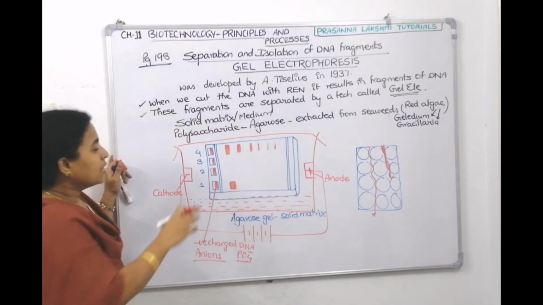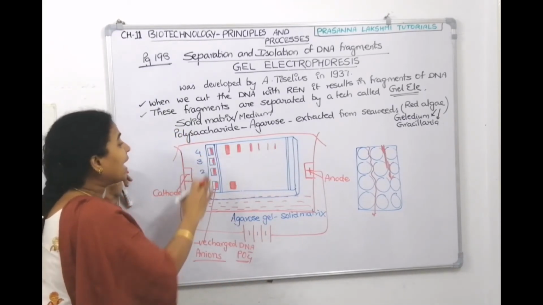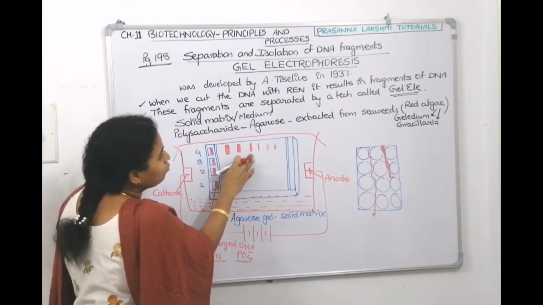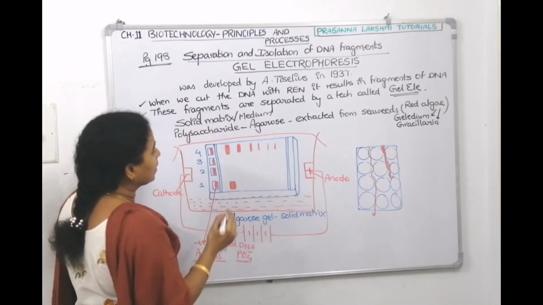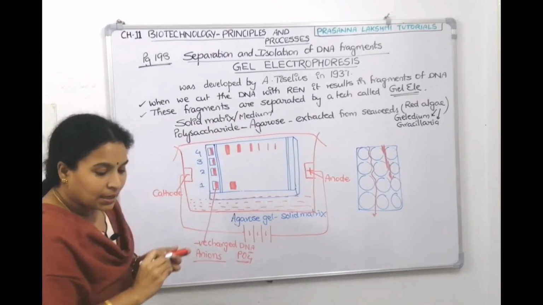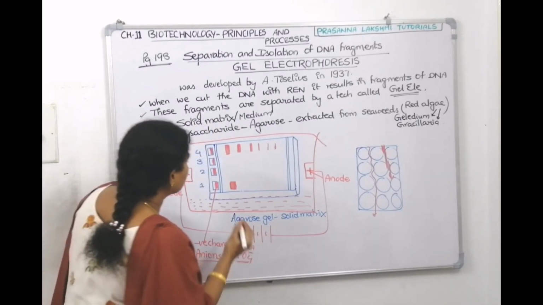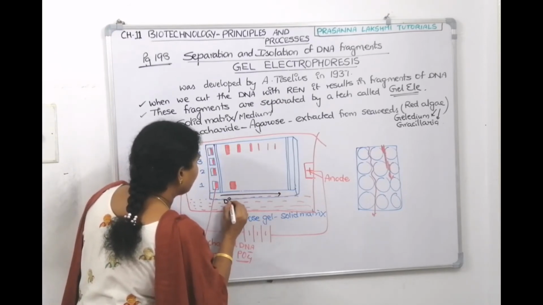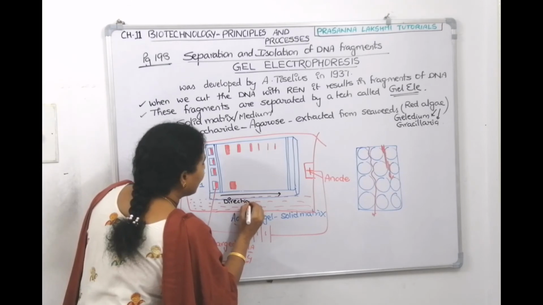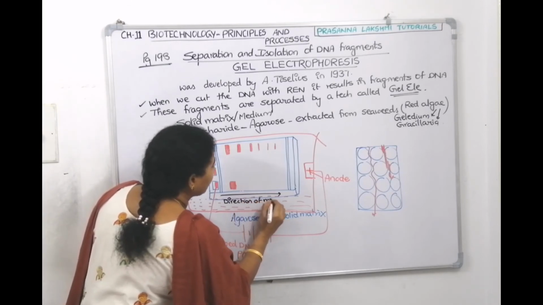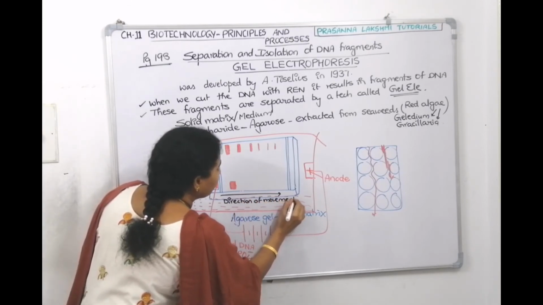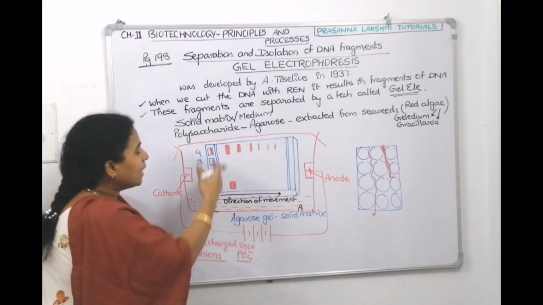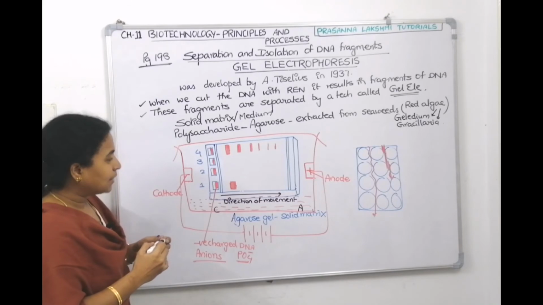What is this they're showing? This is a bigger DNA. It's still at the cathode. So a little smaller DNA moved more. A little smaller DNA still moved. Smaller DNA is here. So what is this they're showing us? Direction of movement, right? This is the direction of movement. Direction of movement is from cathode to anode. Bigger DNA at the cathode, smaller DNA at the anode.